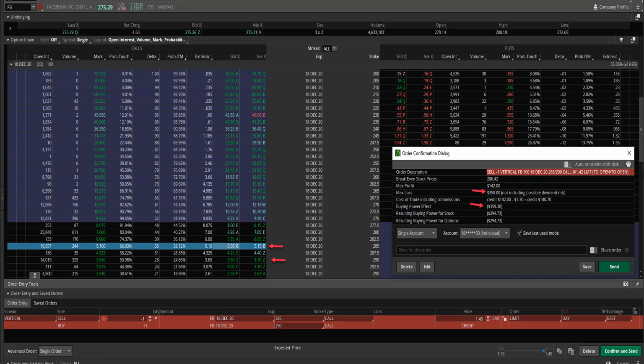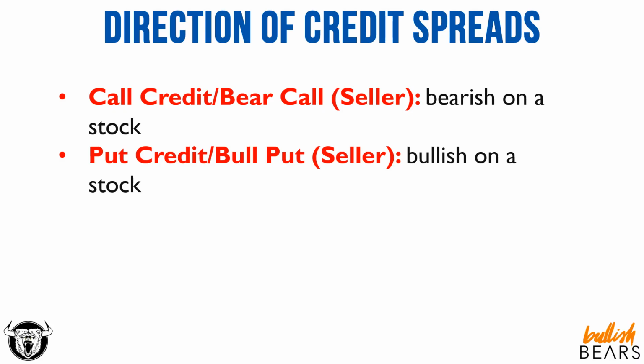So again, don't get too caught up in that right now, but just look at it's the combination of selling and buying an options contract. It lowers your max loss. And again, that's the order dialog box. Each broker gives you a summary when you enter into a trade, and you'll see things like break-even prices, max profit, max loss, and that buying power effect or margin that's required to enter into each trade.